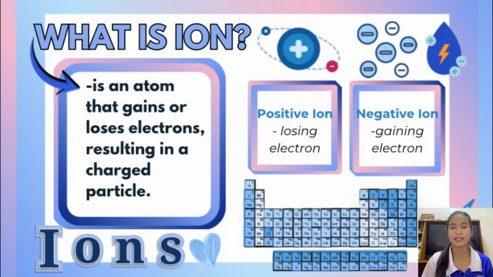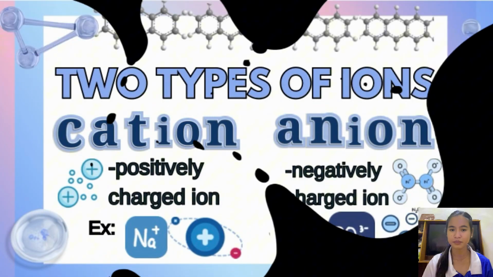Now, let us move on to the third concept, which is the ion. An ion is an atom that gains or loses electrons, which results in a charged particle. When an atom loses electrons, it becomes a positive ion. When an atom gains electrons, it becomes a negative ion. This change in charge is what makes the particle an ion.